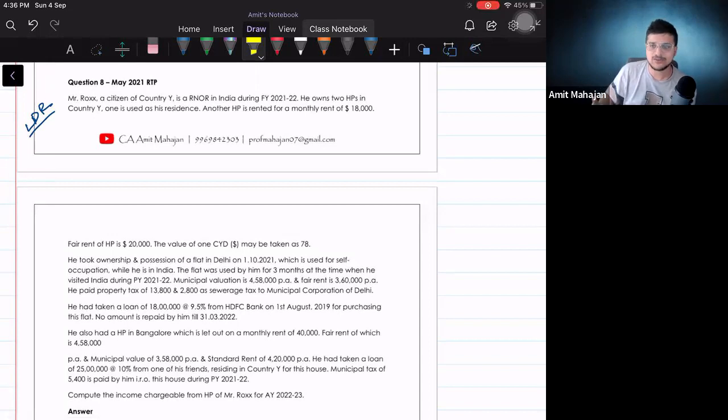I am also tired by reading the questions. That's a big question. Now there are 4 properties with us. First, we'll tackle the outside India properties. Can you tell me what will be the taxable amount for outside India properties? Just try.